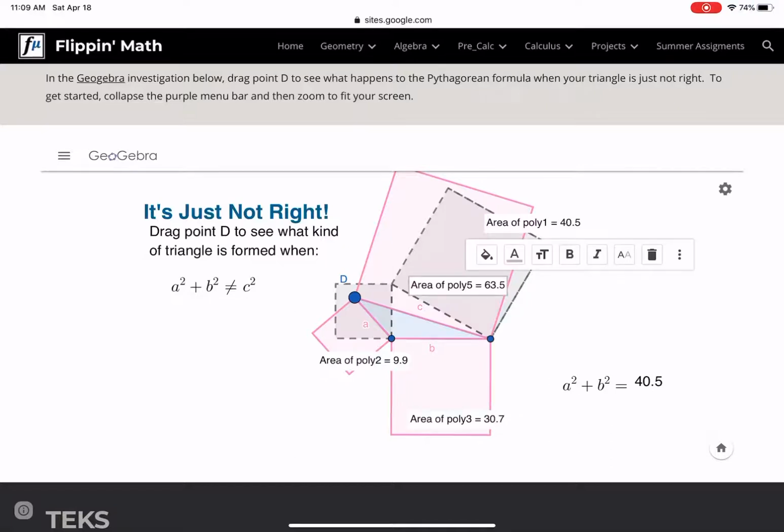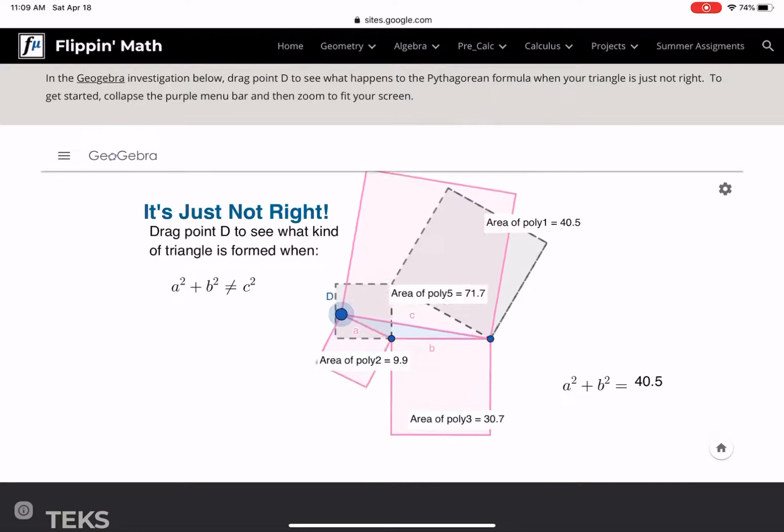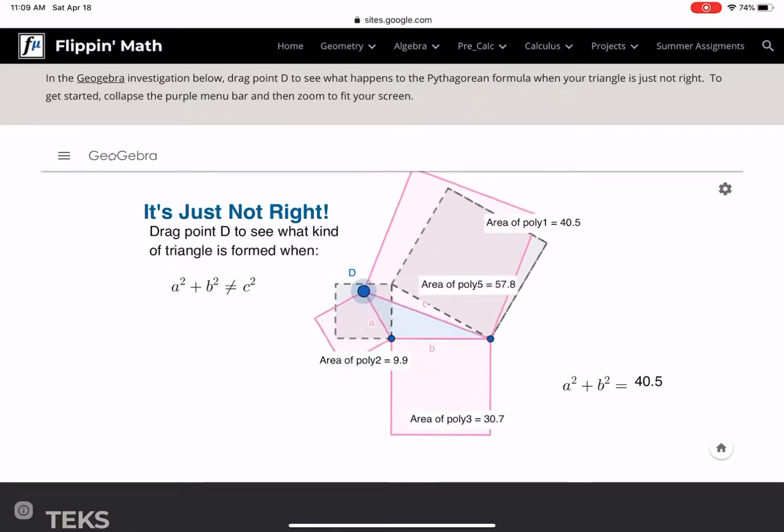Here, for our polygon 5, which is our c squared, it's 63.5. That is definitely bigger than this 40.5 that c squared we would have gotten if it was a right triangle. Okay, so notice that that's always true when it's over here, when I have myself an obtuse triangle. As soon as I move it straight up and down, I have a right triangle. If I can actually get it right in there, it would be a right triangle where c squared would be equal to a squared plus b squared.